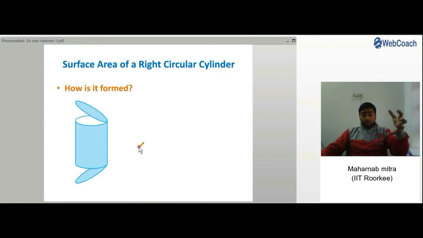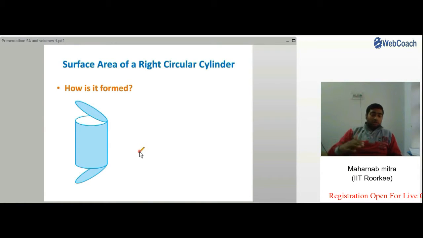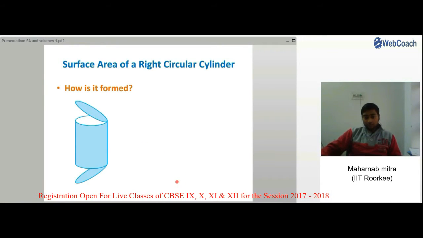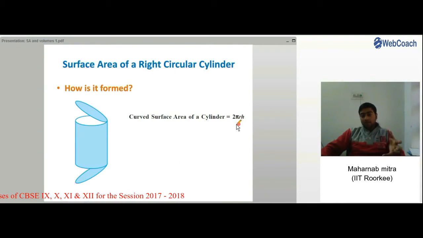Now, till now we have found out the curved surface area of a cylinder, but we had not considered the top and the bottom, right? Because we had only considered the curved surface. Now, if we consider a closed cylinder, where we also have a top surface area and a bottom surface area along with the curved surface, we know that the curved surface area of a cylinder is 2 pi r into h.